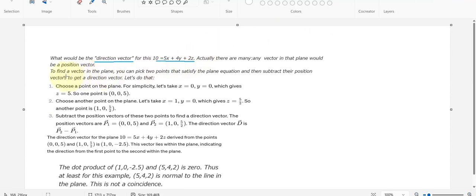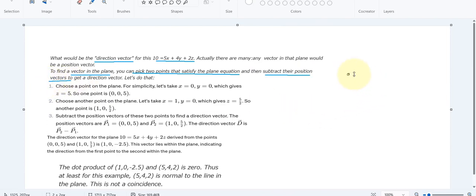So how can we find a direction vector? How can we find a vector in the plane? You can just pick any 2 points in the plane, any 2 points that satisfy the equation of this plane, and then subtract their position vectors. So we talked about that before.